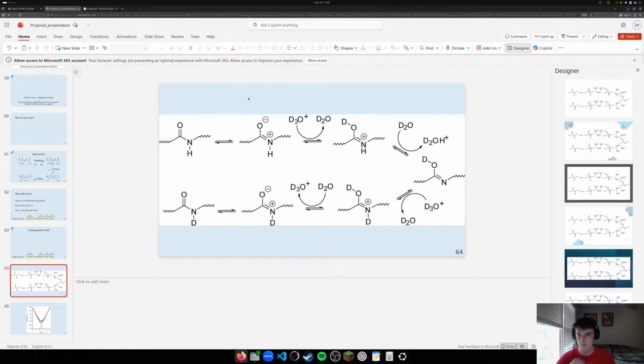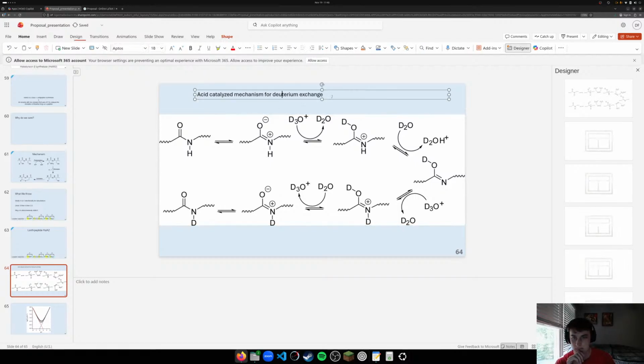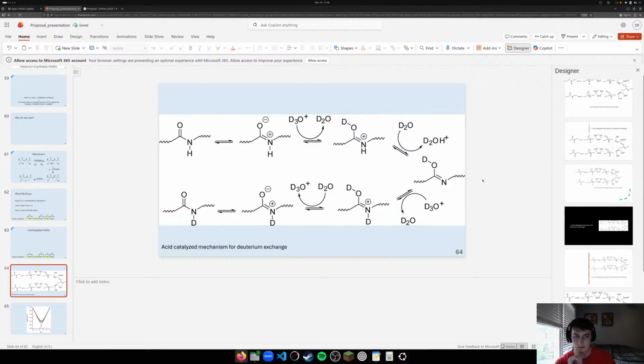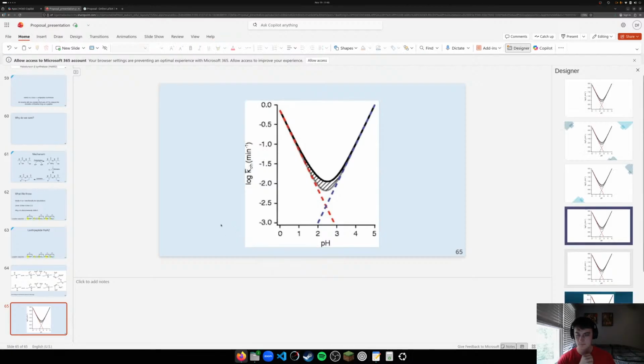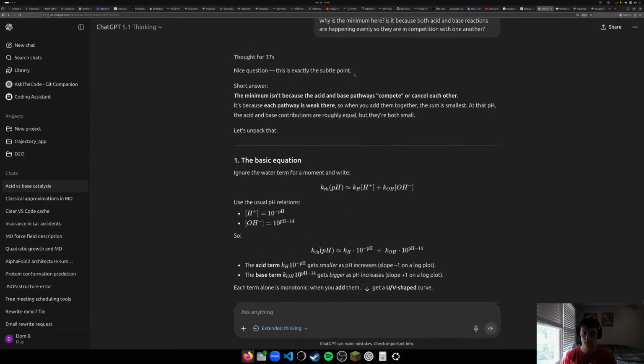So I'll put a title here: acid catalyzed mechanism for the exchange. And then this will be, so what this is. Next question.